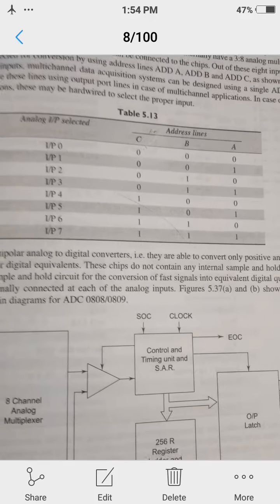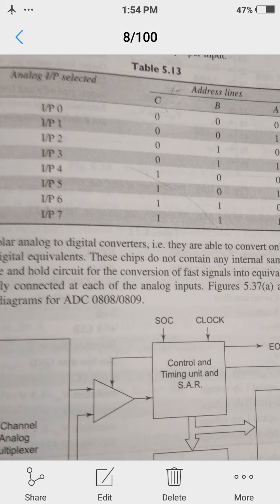So this is the analog input selection. An A to D converter, analog to digital converter, you have already studied, and these converters have a 3:8 analog multiplexer, so that 8 different analog inputs can be connected to the chip, and out of these 8 inputs only one can be selected for conversion by using the address lines ADD A, ADD B and ADD C. Using these address inputs, a multi-channel data acquisition system can be designed using only a single ADC IC.